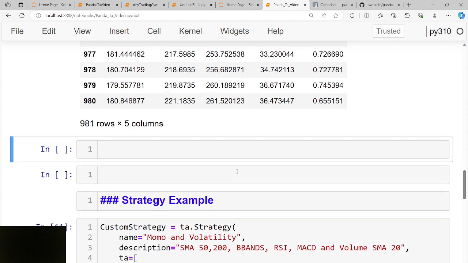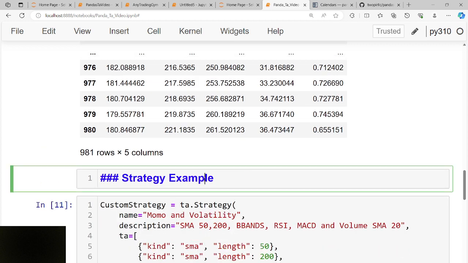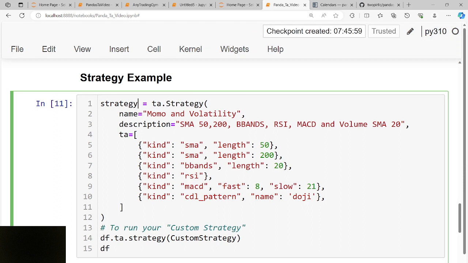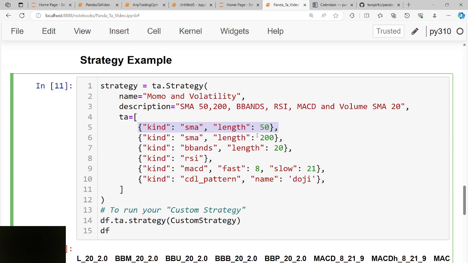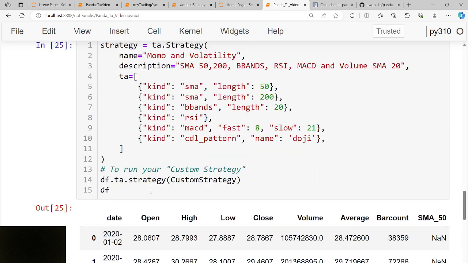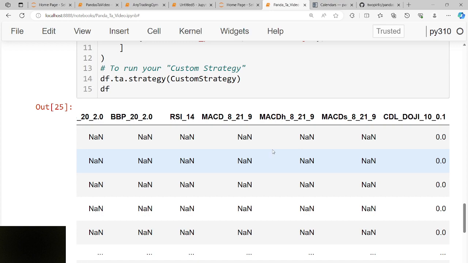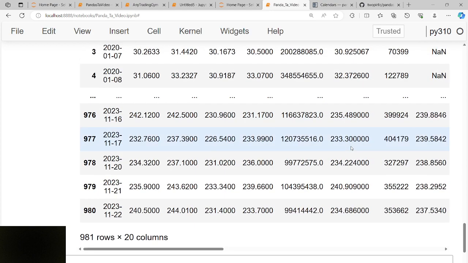And I wanted to show an example of how you can compute all these indicators together at once. So there's a thing called strategy. With a strategy, what you do is you define the kind of indicator, let's say SMA, and then you add the parameters after, like length. For Bollinger Bands, you have the length. For RSI, if you want to use the default, you don't have to add length. For MACD, you have the fast and slow parameters. And then for candlestick patterns, let's do doji here. So you just do df.ta.strategy with the custom strategy, and it adds all these computed indicators to the end of your data frame.